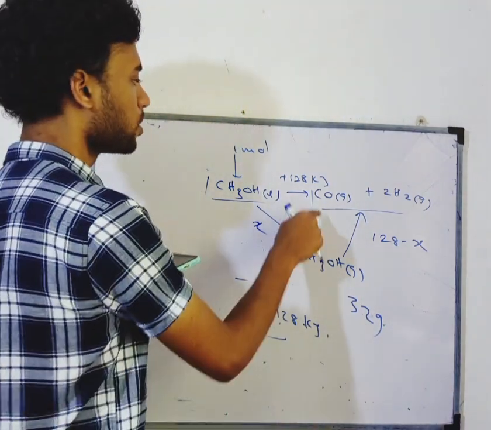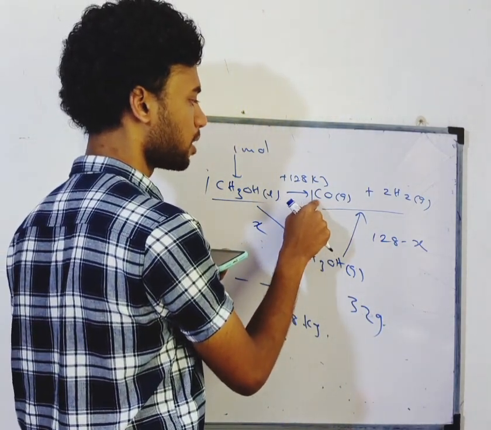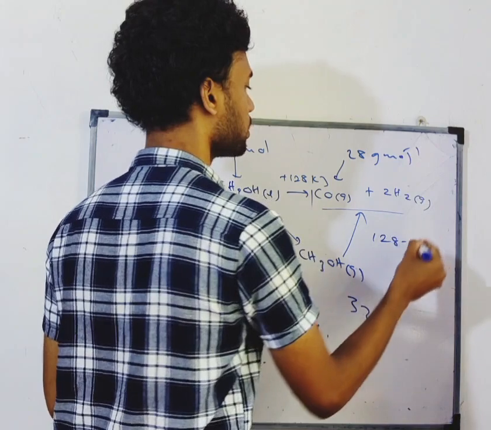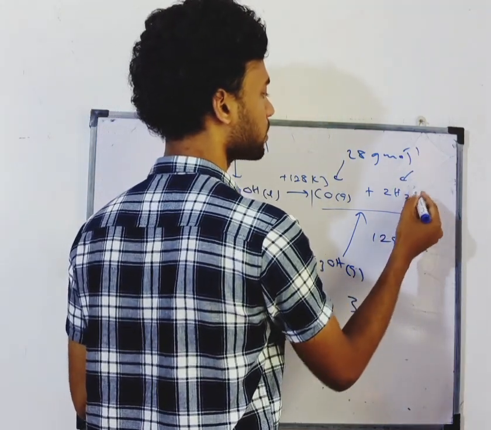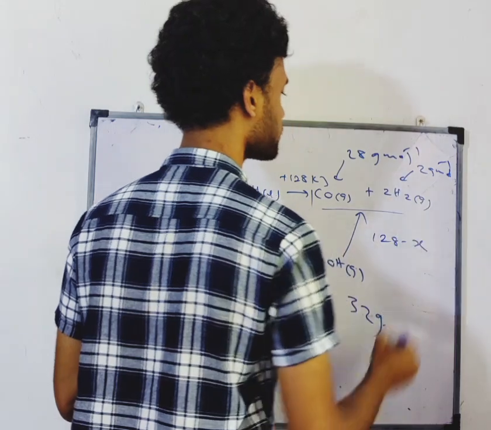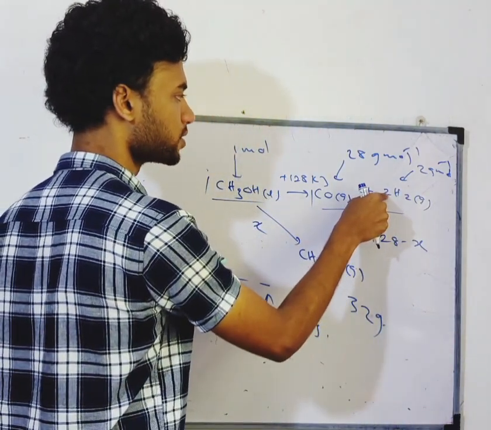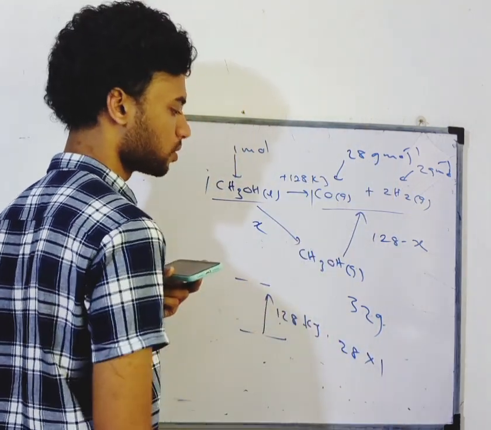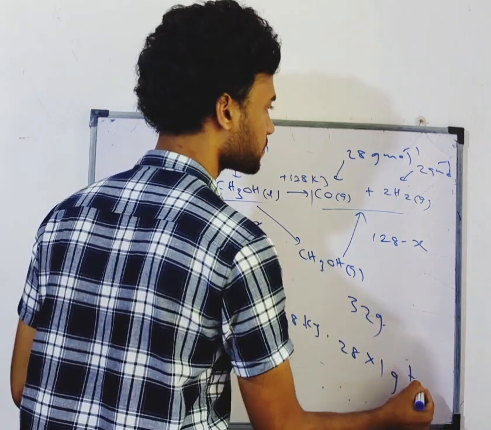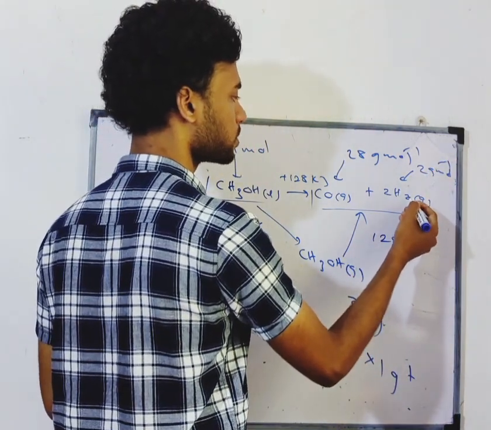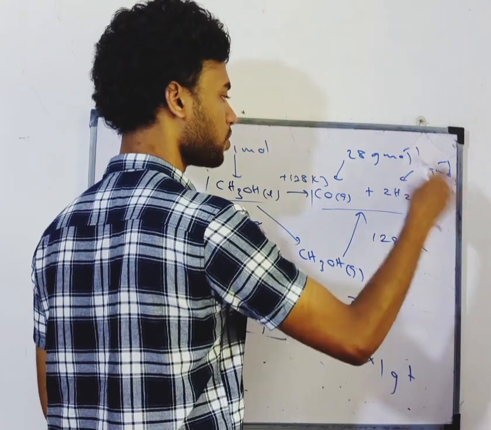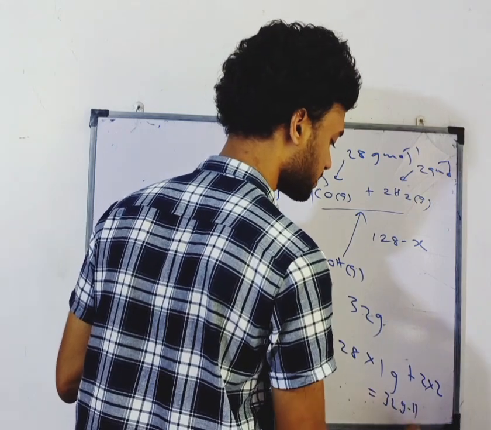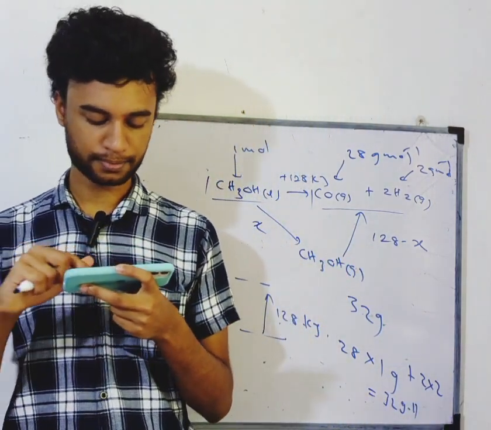How do you get 32 grams? Now, carbon is 12, oxygen is 16, you get 28 grams per mole. Hydrogen is 2 grams per mole, but I have 2 moles of hydrogen. Then 28 grams per mole times 1 mole of CO gives you 28 grams, plus 2 grams per mole of H2, but I have 2 moles. Molecular weight times moles gives you the mass. 2 times 2. So I get 32 grams. That's understood.